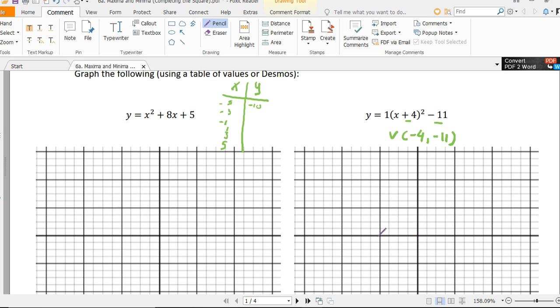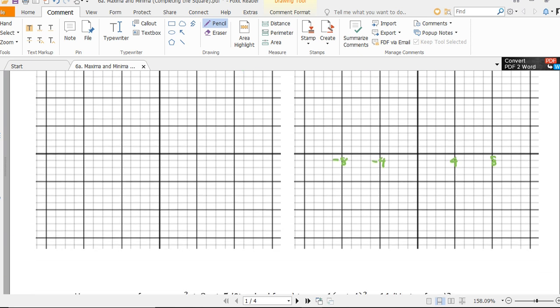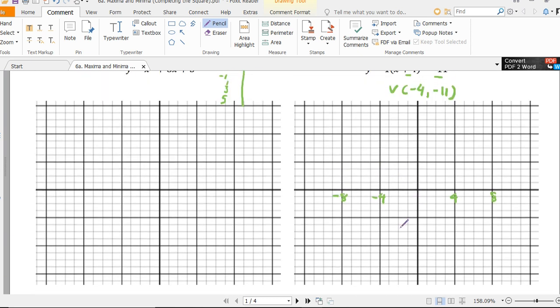So let's label this -4. Let's label this -8. Let's label this 4, let's label this 8. And I'll do the same thing here. So let me just scroll down. So -4, -8, 4, and 8. Okay, so the vertex here is -4, -11. So this would be -12. So -8, -9, -10, -11. Okay, so here is a vertex.